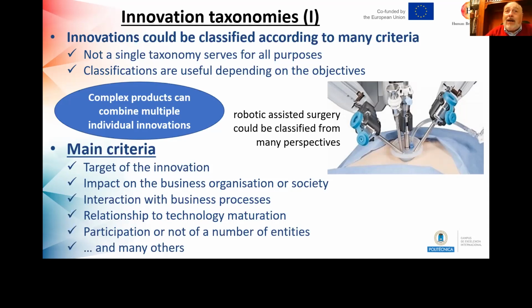What is the impact in terms of the business organization of society? Here, obviously, the organization of the surgery room should change, for sure. The interaction with business processes, obviously: the people in charge of using this kind of robots need to change their processes. They cannot use the old ones, for sure.